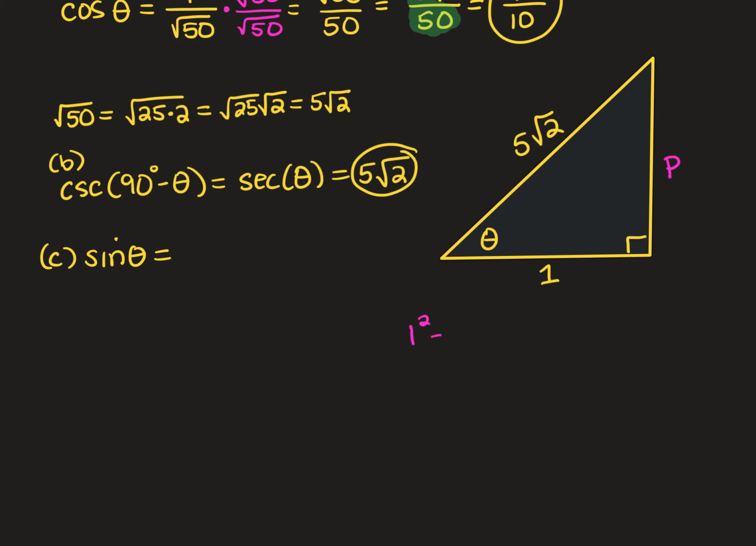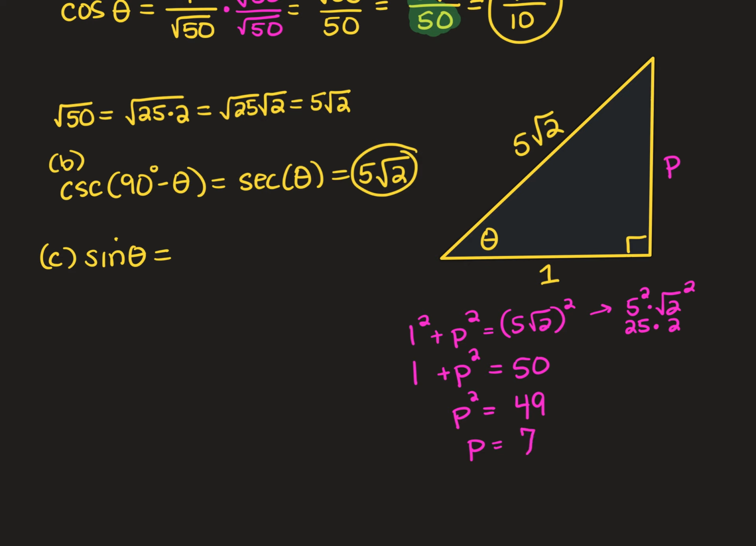1 squared plus P squared should be 5 radical 2 squared. So that's 1 plus P squared equals. Now 5 radical 2 squared, that means we're going to do 5 squared times radical 2 squared. Well, 5 squared is 25 times radical 2 squared is 2, so that's just 50. Keep solving for P here, and I end up with P is 7. Okay, so now I know the opposite side is 7.